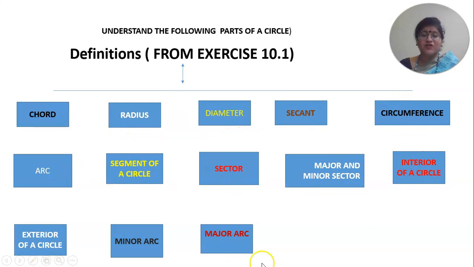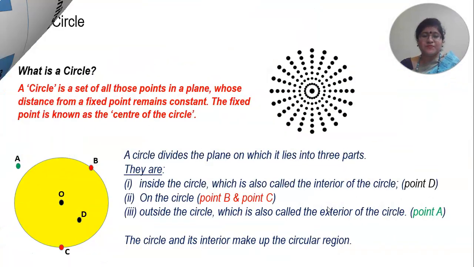These are the various parts of a circle. Now let us have a quick recap of these parts of a circle. First and foremost, what is a circle? A circle is a set of points in a plane, and all these points in a plane, they are equidistant from a fixed point. And this fixed point out here is called the center of the circle.